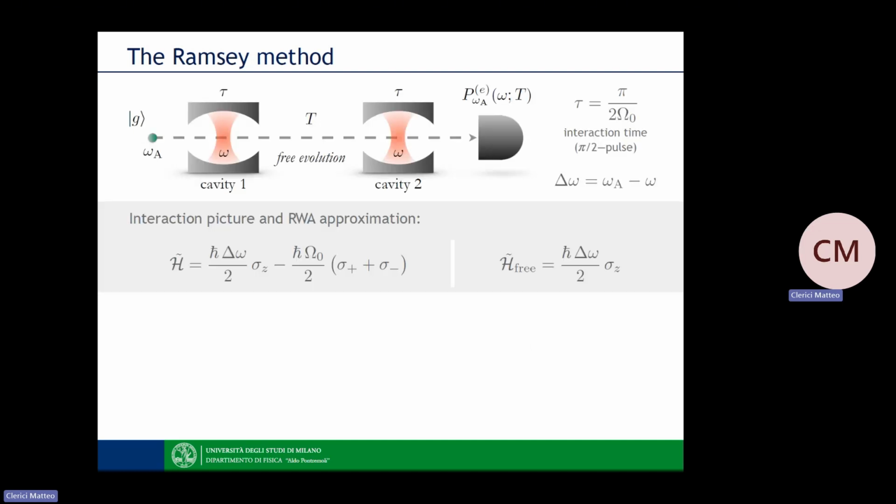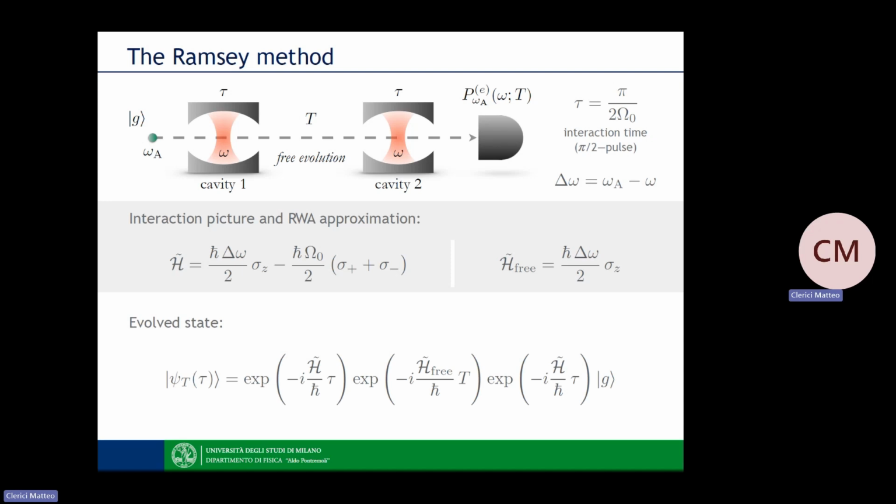Now, let's pass to the Ramsey method, which is the most used, essentially the one used in atomic clocks, but also in other quantum optics experiments. We will see some examples during this afternoon. You have now two cavities, and in each cavity you apply a pi-half pulse, and there is the free evolution time between the two cavities, in order to get the Ramsey interference.